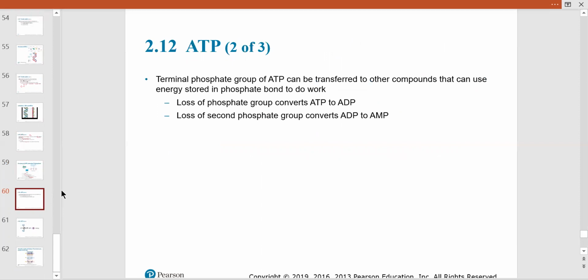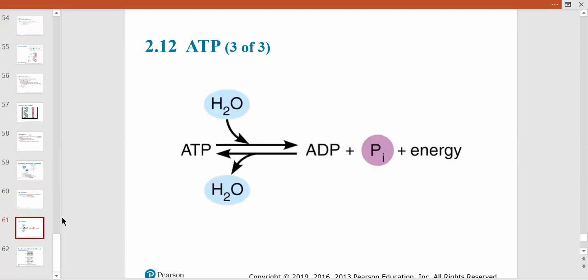Okay, so that terminal phosphate can be transferred to other compounds, yes. And again, I don't think in this semester we're really going to talk about AMP. No, we don't. Maybe in A&P 2 a little bit. But this conversion is important for us as we talk about sodium-potassium ATPase pumps. I know you don't know what that is right now, but you will.